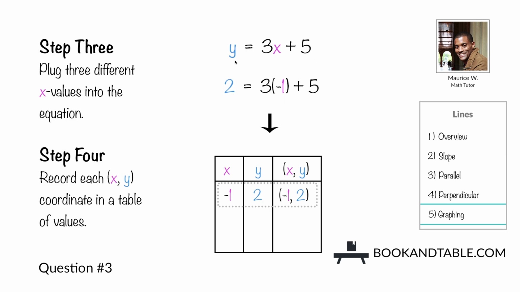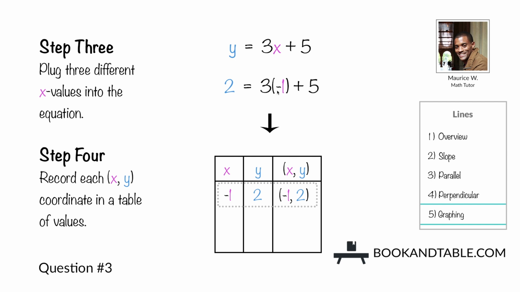We want to find 3 points along that line. So y is equal to 3x plus 5. Step 3, we'll plug 3 different x values into the equation. We'll plug in negative 1, 0, and 1. And then step 4, we'll record those x, y coordinates in our table of values.